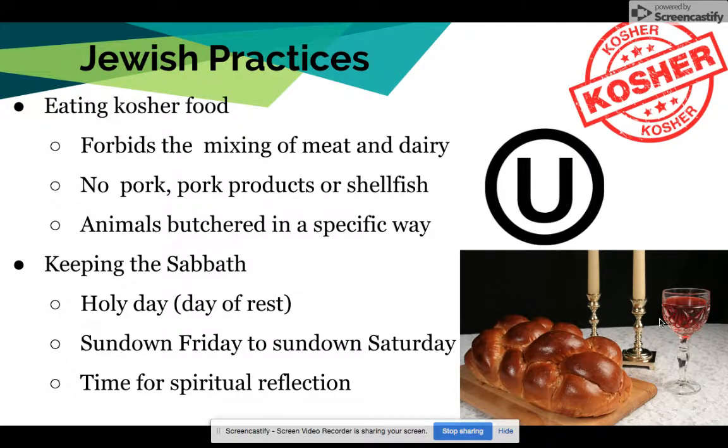Jewish practices. So, a big Jewish practice is eating kosher food. This forbids the mixing of meat and dairy. It means no pork products, or shellfish, and animals have to be prepared in a specific way. They also believe in keeping the Sabbath holy. This happens from sundown Friday to sundown Saturday, and is a time for prayer and spiritual reflection.